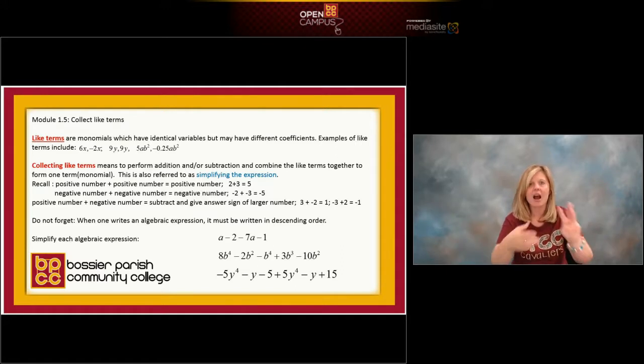Think about it in real life. I win $3, but then I lose 2. How much money do you have? $1. Because the rule is when signs are different, you don't really add the numbers, you subtract and give your answer the sign of the larger. So if I have $3 and I take away 2, I'm down to having 1. I have still 1, that's why it's positive.